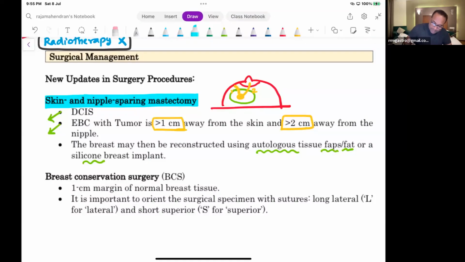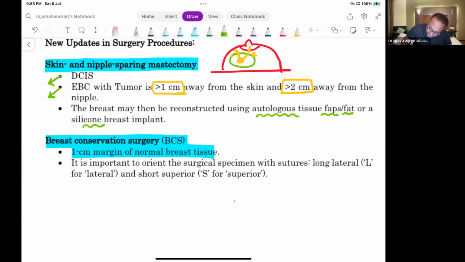And breast conservative surgery was there in old Bailey, but no clear margin was given so far. Now in the booklet it is given clearly: a 1 centimeter margin of normal breast tissue should be taken. In breast conservative surgery, when removing the tumor, you must give a 1 centimeter margin all around. After taking it out, tie a long thread on the lateral margin and a short thread on the superior margin.